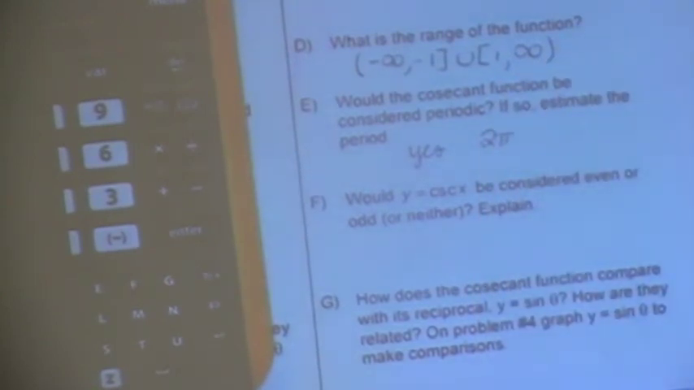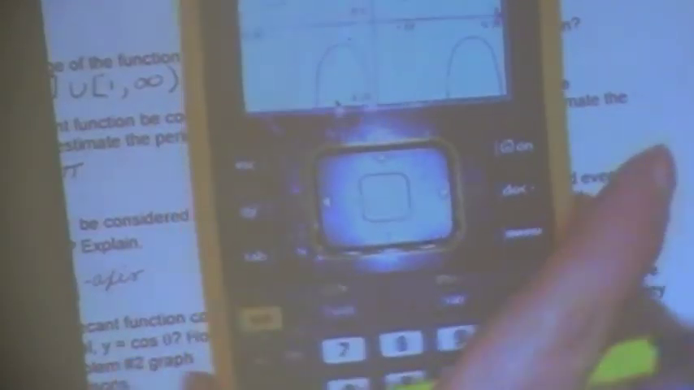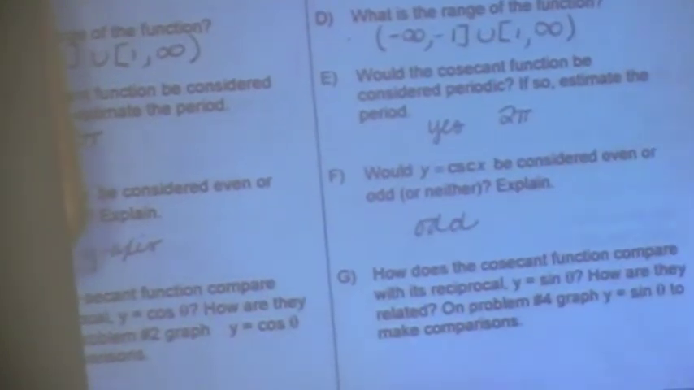Is it even, odd, or neither? It is odd. So how does it compare to sine? Let's take that last thing for example. This is odd. What about sine? Sine is odd also. So they have the same symmetry.